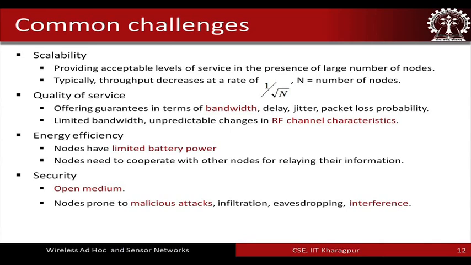Energy is something that I have already told you. These nodes have very limited battery power. The batteries in them are very small in size. So, the nodes need to cooperate with the other nodes for relaying their information. These nodes not only have to perform their own regular tasks, but they also have to cooperate with the other nodes for relaying the other nodes' information. Consequently, energy is a very crucial concern in these networks.